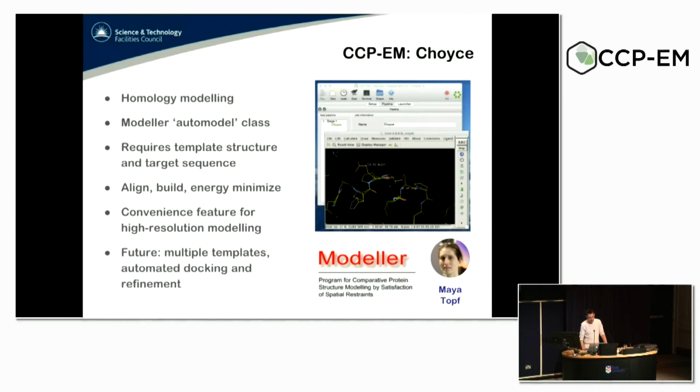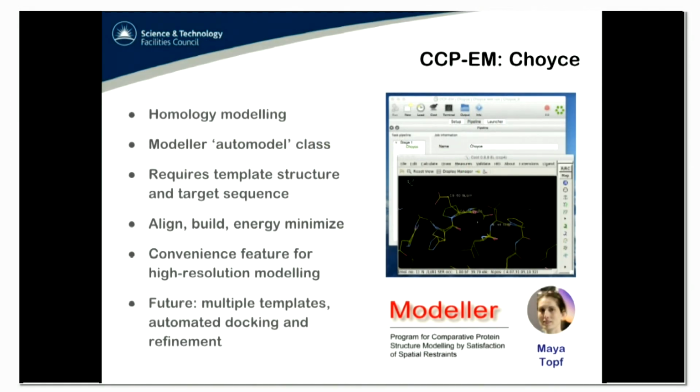What happens if you have no homology, you can't find a suitable one in the PDB, you don't have one from other experiments in your lab? If you have a weak homology model, you can use something called Choice. And this is from Maya Topf at Birkbeck. This allows you to give a target sequence and a template structure, and it will align, build, and energy minimize a new structure for you.